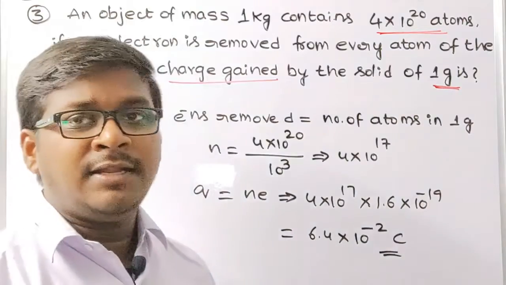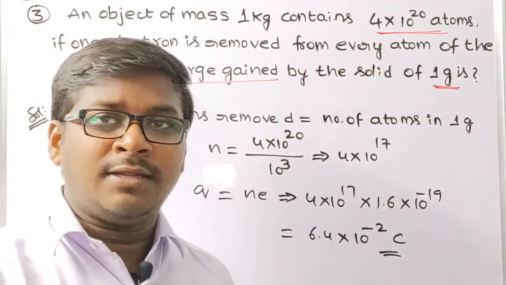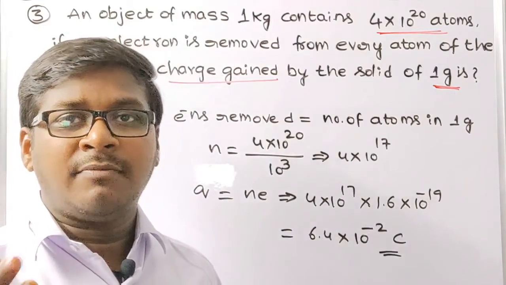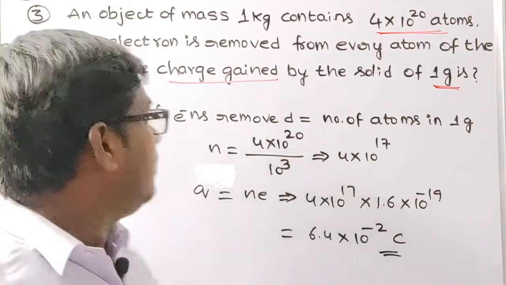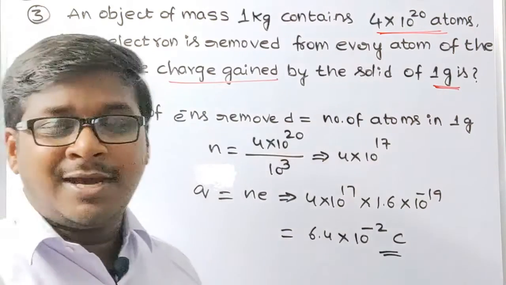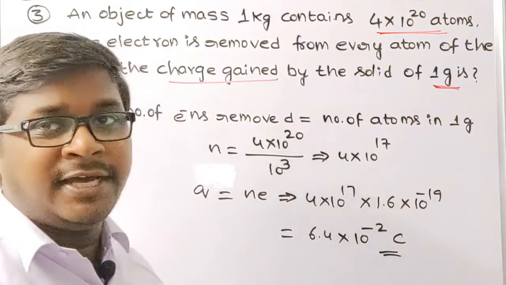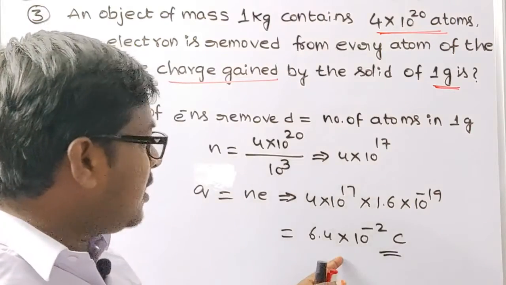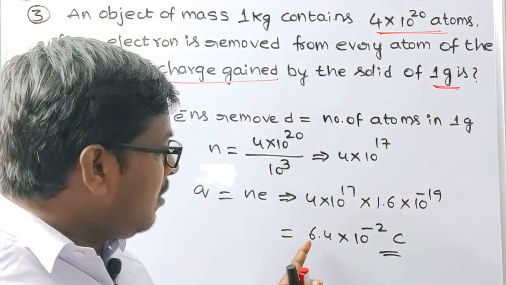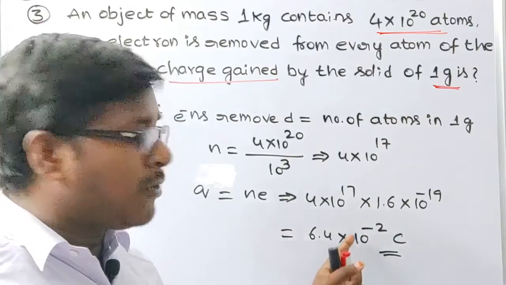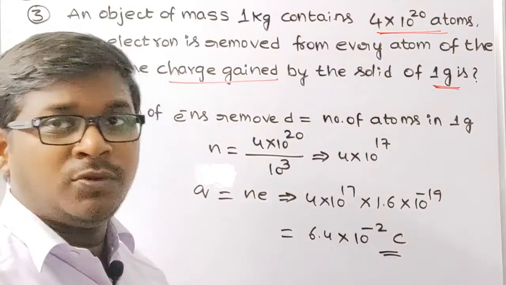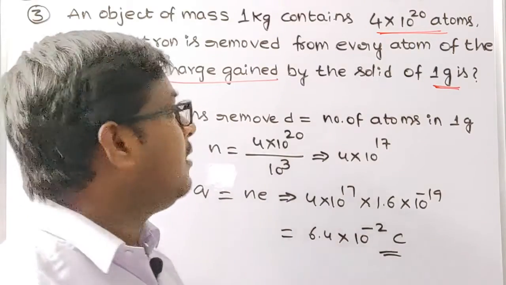If one electron is removed from every atom of the solid, the charge gained by the solid of 1 gram is 6.4 into 10 power minus 2 coulombs. This is the last problem.